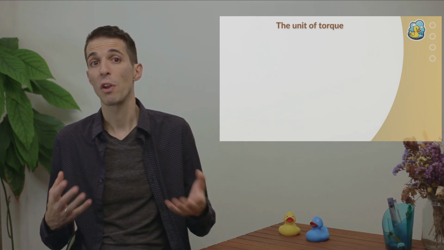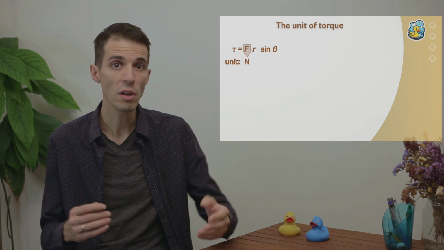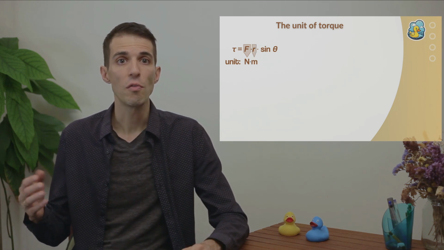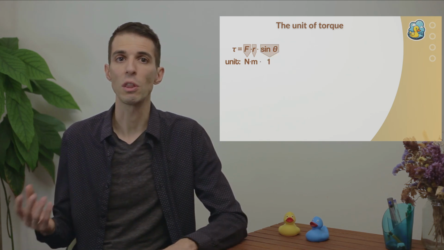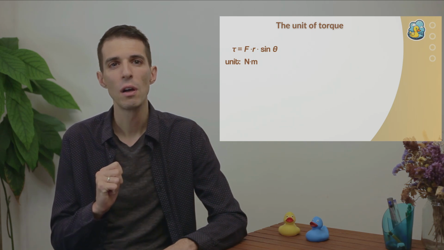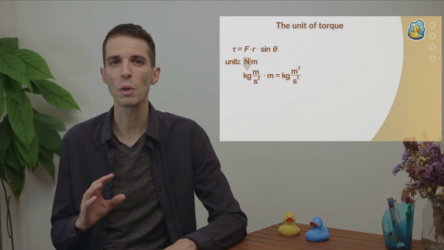What is the unit of torque? Well, it gets created from the units in its definition. The unit of force, Newton, times the unit of distance, meters. The value of the sine function is a simple number. It multiplies by just 1. Does this sound familiar? Or perhaps if you decompose a Newton into kilogram meters per second squared?